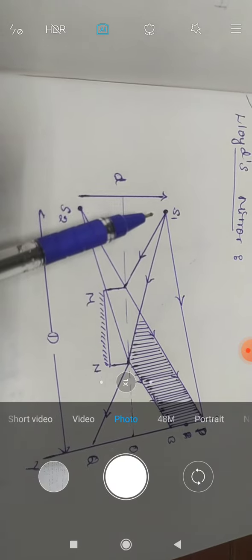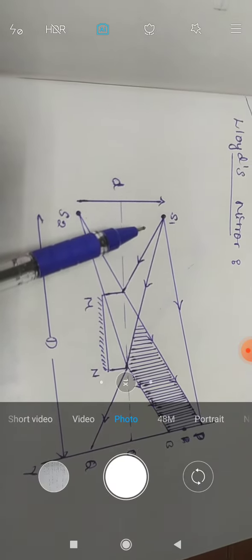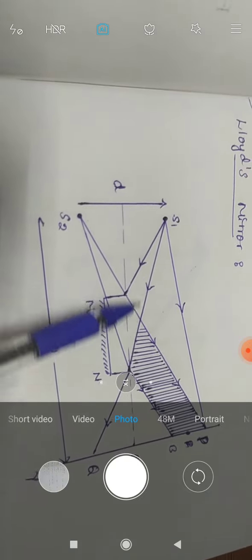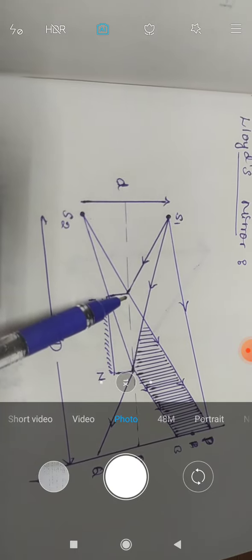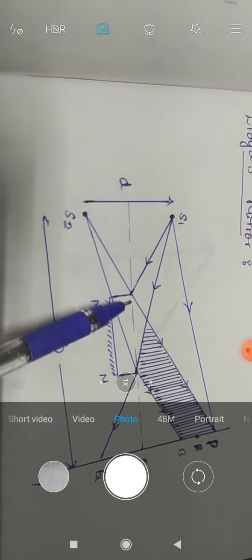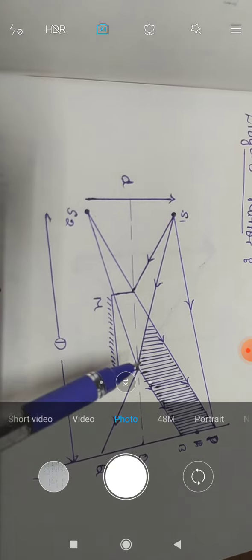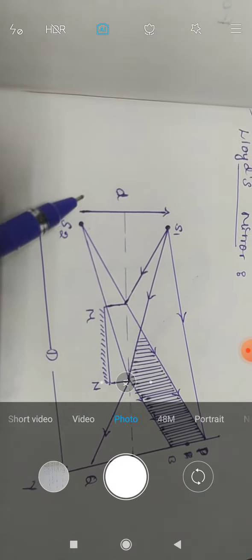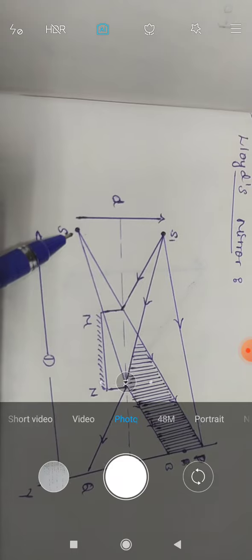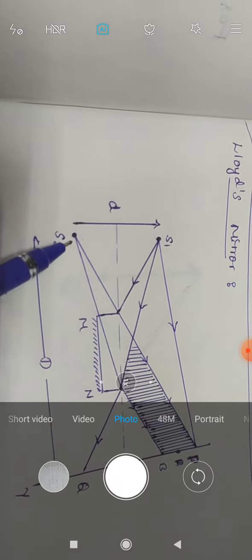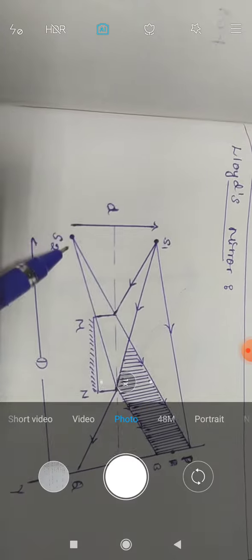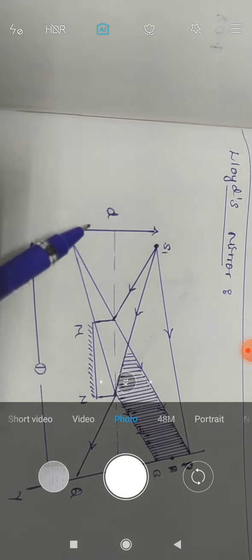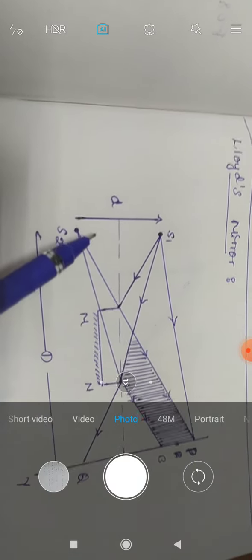Light from the narrow slit S1, which is illuminated by a monochromatic source of light, is allowed to be incident on the mirror almost at a grazing angle. The reflected beam appears to diverge from S2. This S2 is the virtual image of S1, and these two act as two coherent sources.